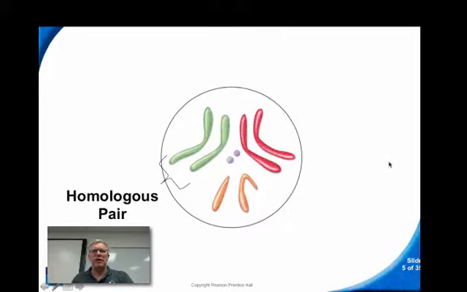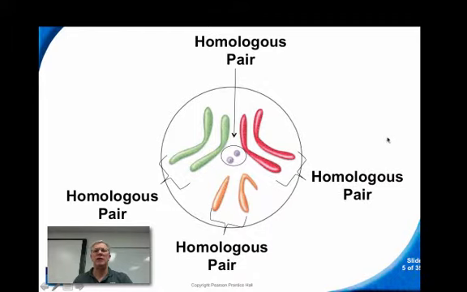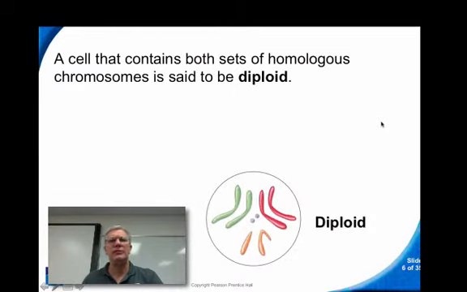And so in the fruit fly, the green chromosomes would be a homologous pair, and the orange would be a homologous pair, and the red and the purple would be homologous pairs. Each pair is carrying genes for the same traits. And one of those pairs came from mom and the other pair came from dad.